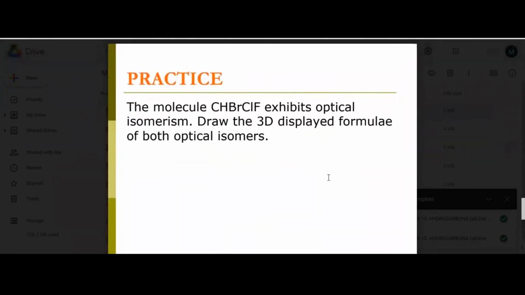The rest is about practice questions, but I need you to practice for this.